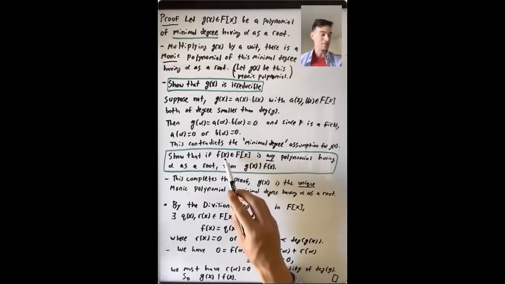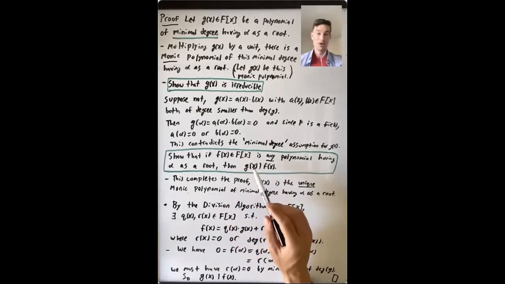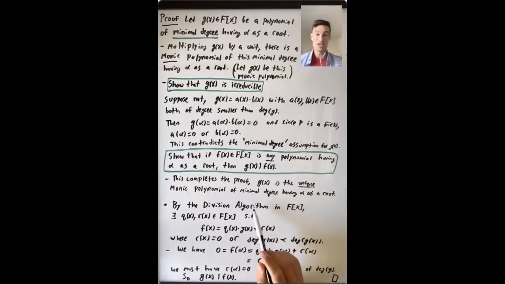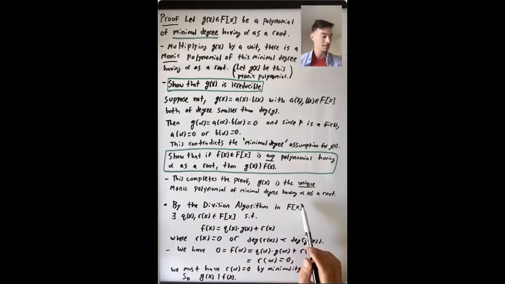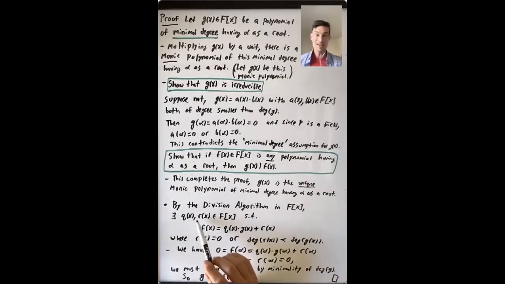The idea is we have f of x is some polynomial that has alpha as a root. We know that g of x is this monic polynomial of minimal degree having alpha as a root. Let's apply the division algorithm in F[x]. And we see that there are polynomials q of x and r of x in F[x] such that f of x equals q times g plus r, where either r equals 0 or the degree of r is less than the degree of g.